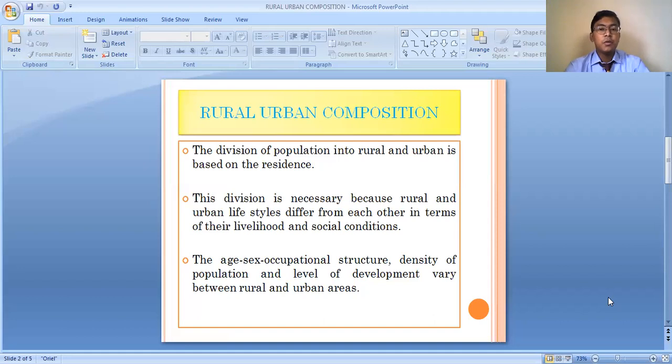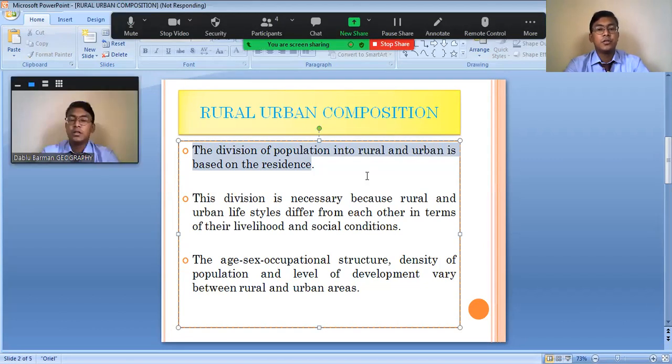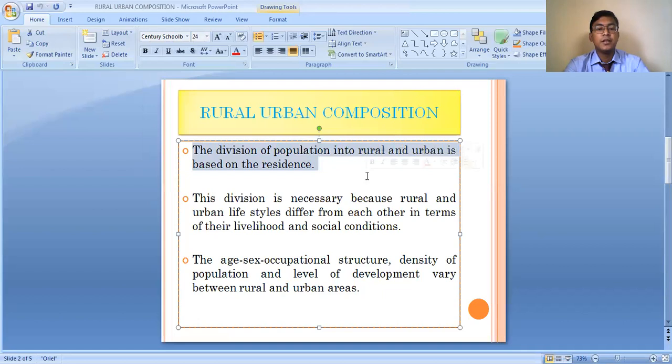The division of the population into rural and urban is based on residence. The population of a country is divided into rural population or urban population depending upon the place of residence. In our previous chapters, when we were discussing human settlement, we discussed that settlement patterns can be divided into two types: rural settlement and urban settlement.